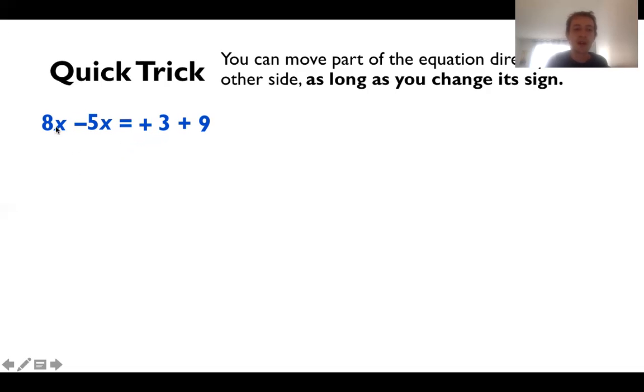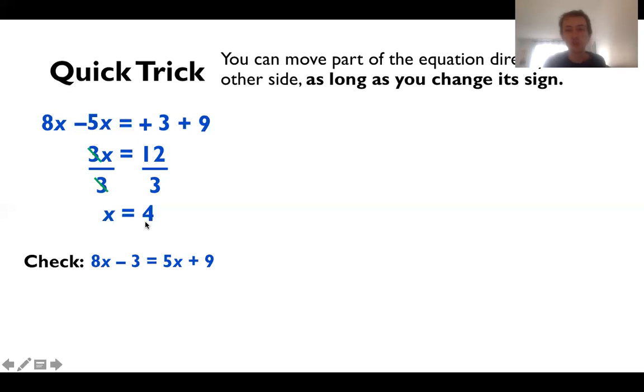Now let's simplify it. 8x minus 5x is 3x. Plus 3 plus 9 is 12. If I divide both sides by 3, I will get the x completely by itself, and it'll tell me that x is 4. And of course, we should check our answer.